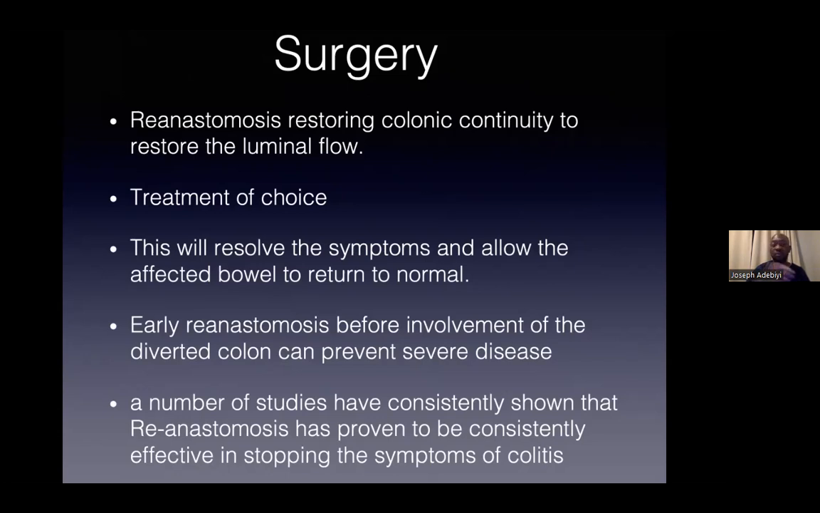colitis. So basically, when you reanastomose, then you improve the flow, and then you expose the diverted colon to the short-chain fatty acids, to the bacteria, as well as the nutrients, and it is able to metabolize carbohydrates, and this will essentially improve the symptoms. And this has been shown to be the treatment of choice.